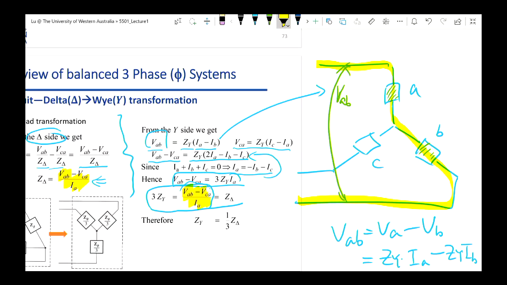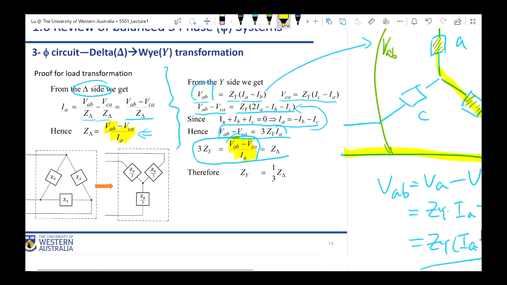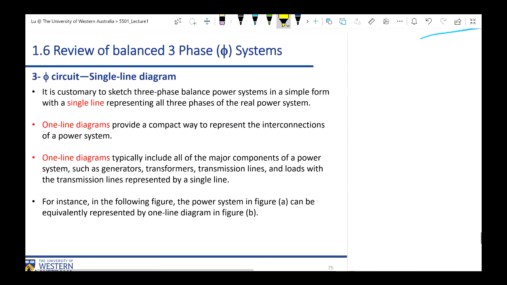If you have any questions regarding these mathematical steps, you can ask me to give you some more explanations. But I believe no one will ask me. Okay, let's move on to the next part. I think we don't have too much left in chapter 1.